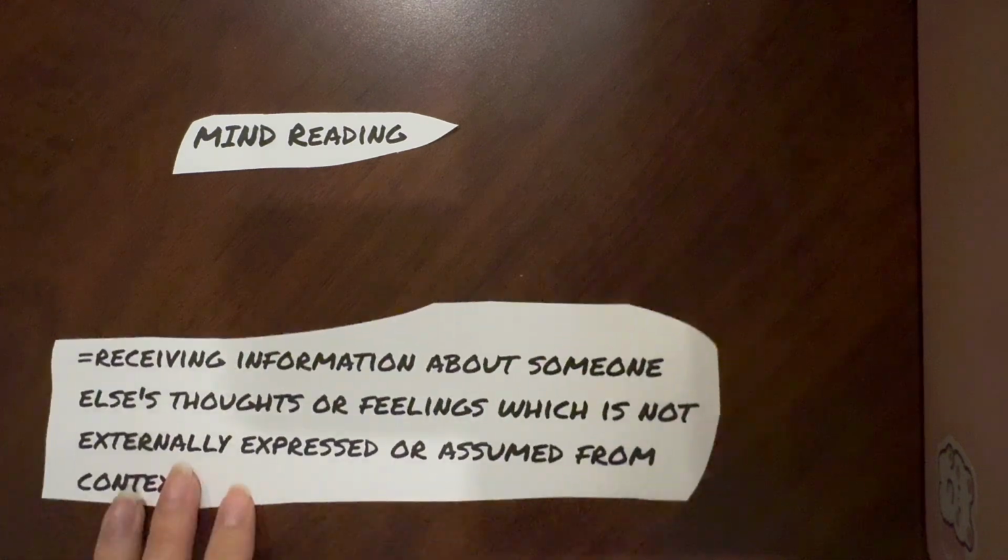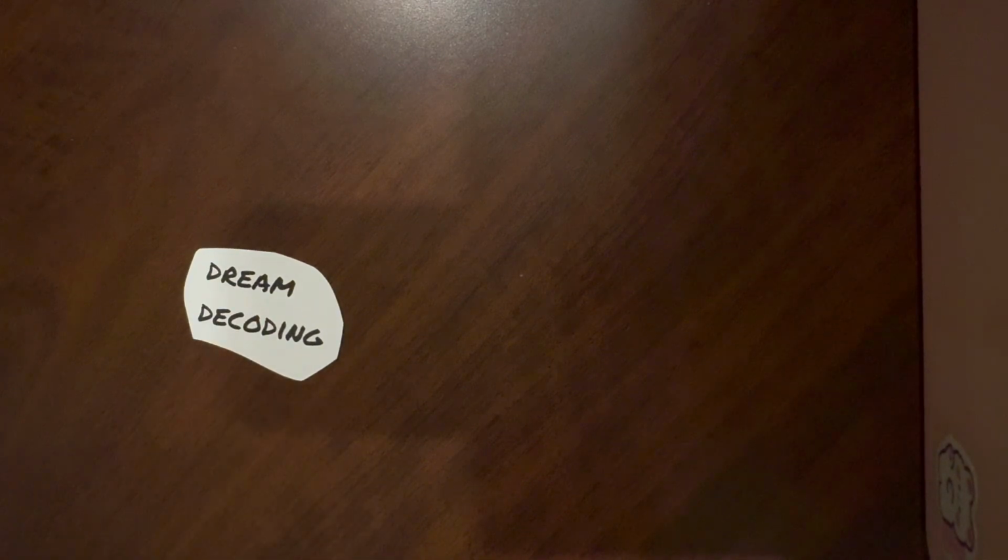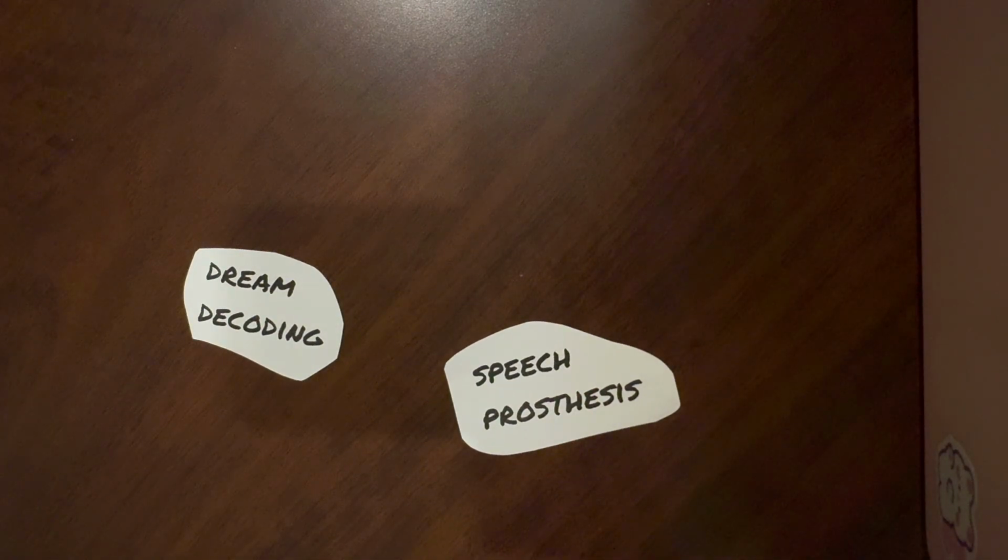Mind reading is receiving information about someone else's thoughts or feelings which is not externally expressed or assumed from context. Scientists use brain patterns to figure out what someone is thinking, like decoding dreams or helping people who can't speak to share their thoughts.